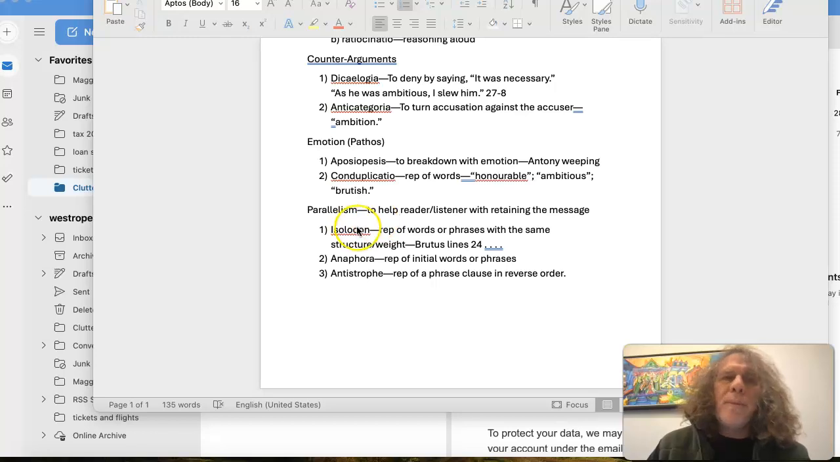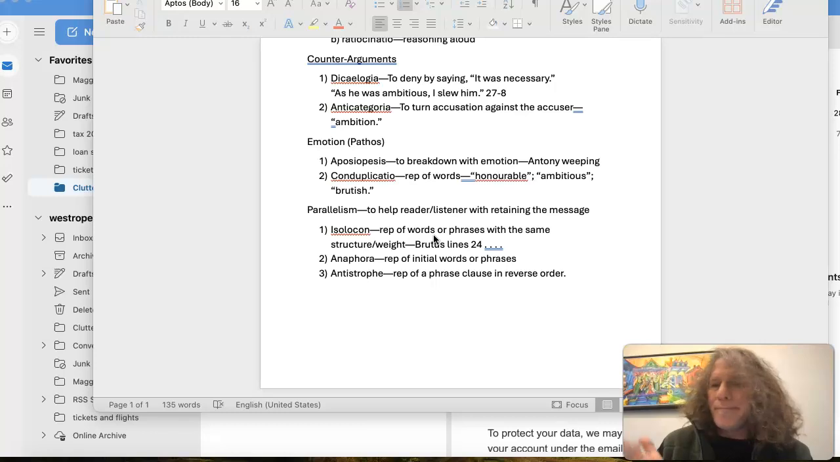And finally, parallelism. There are different ways to achieve this, but the idea of parallelism is the weight of the message, and it just helps the reader to remember it. We have isokalon first, and that's just a repetition of words or phrases with the same structure or weight. And at that first example at the top, when I talked about erotema, Brutus goes through that, why did I have to kill him? As this was true, then this was true. As this was true, then this is true. As this was true, this was true. So that repetition of that structure there is called isokalon.